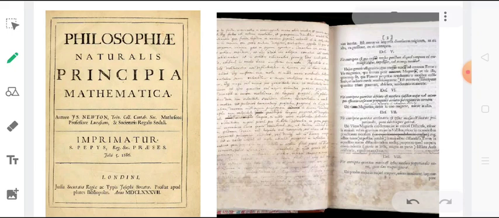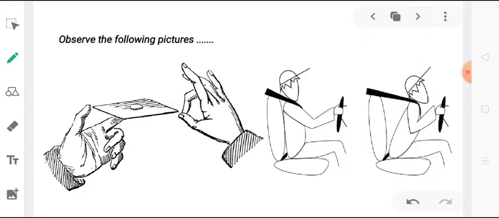The laws of motion that were given by Sir Isaac Newton help us to analyze the dynamics of motion, understand why an object can change its state, explain its cause, and understand so many related phenomena. As I told you earlier, today we will be focusing only on the first law. For that, observe the following pictures.